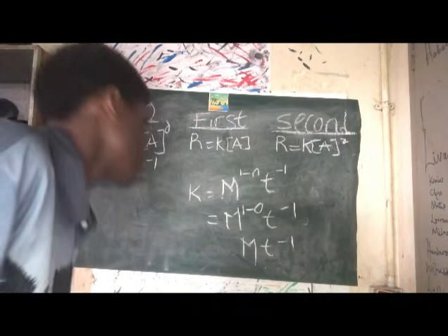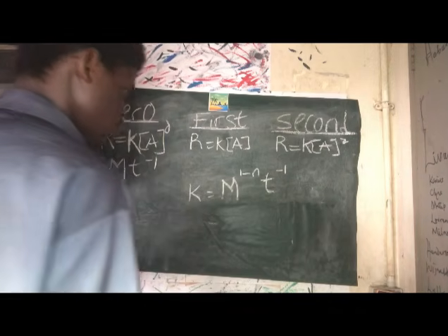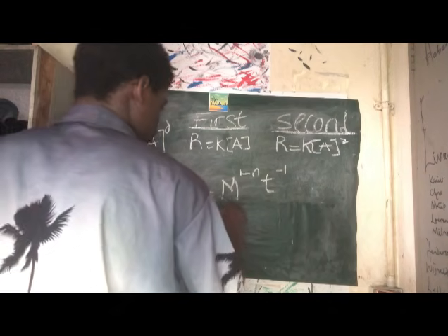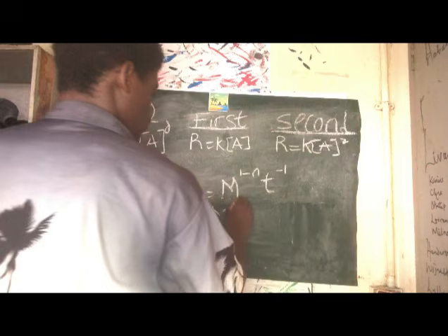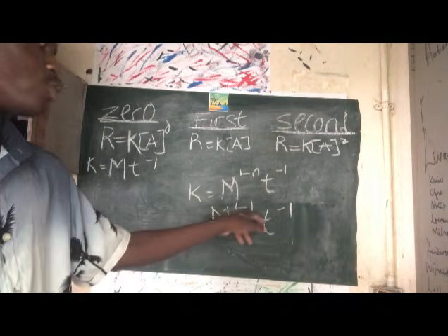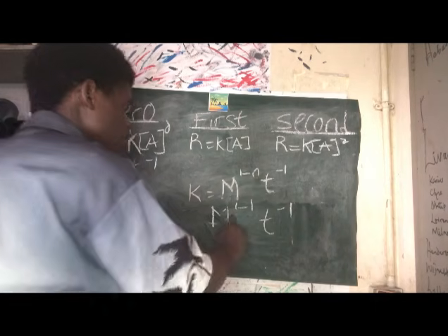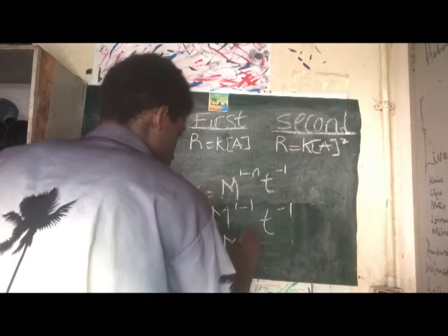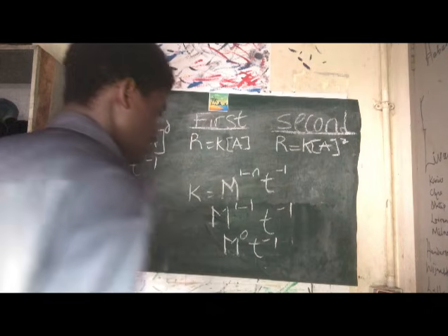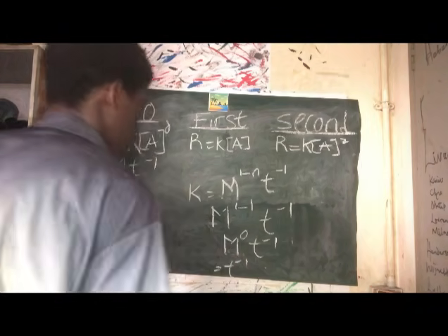Now let's do it for first order. That will be M raised to power 1 minus 1, T raised to power minus 1. 1 minus 1 because it's first order, so we have to substitute 1 where there's n. So 1 minus 1 is 0. That's M raised to power 0, T raised to power minus 1. And M raised to power 0 is 1. That's our final answer: T raised to power minus 1.